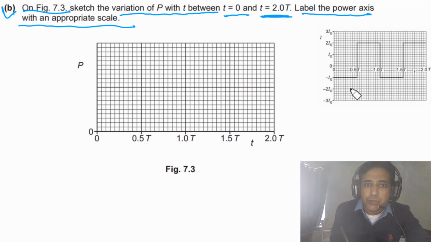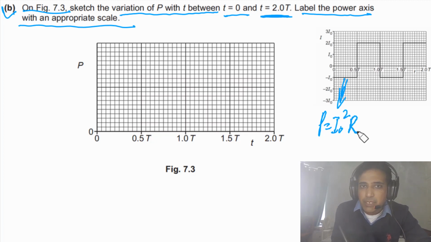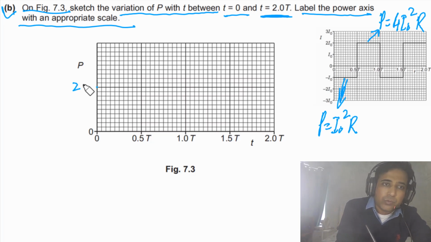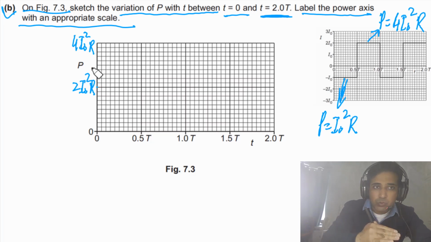So first of all we need to understand, for this part we have discussed that power is equal to I naught squared times R, and for this part power is equal to 4 times I naught squared times R. So if we take this here as 2 times I naught squared, then this one has to be equal to 4 times I naught squared times R. So this is how we can choose our scale.